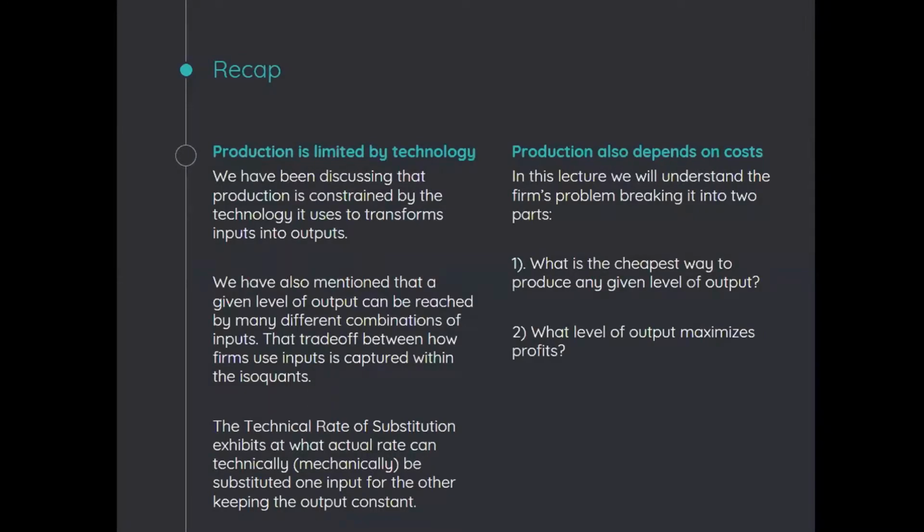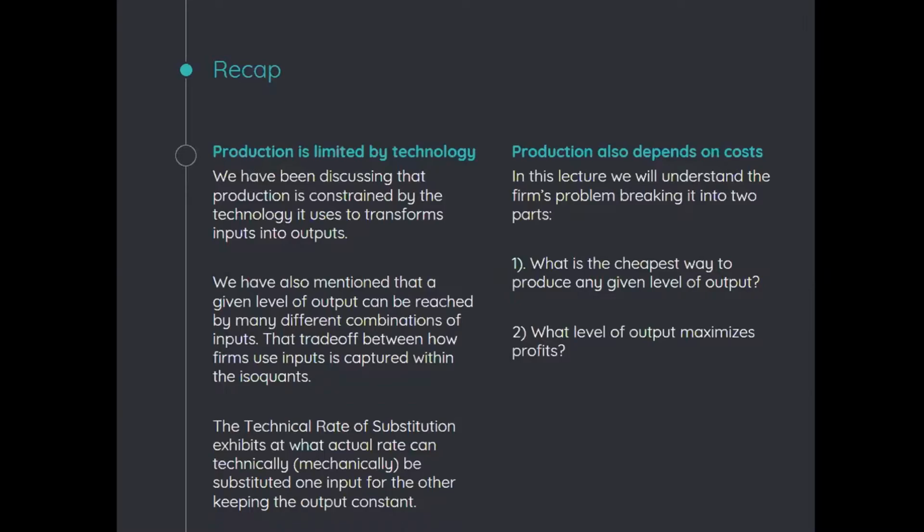Up until this point, in the part that regards production, we have focused on how production is limited by technology. That implies that you use certain technological processes to transform inputs into outputs, and that obviously depends on the type of industry you have. And also that by substituting inputs, you can reach a different level or the same level of production that you have targeted, but through different ways, and those differences in production can result in differences in costs.